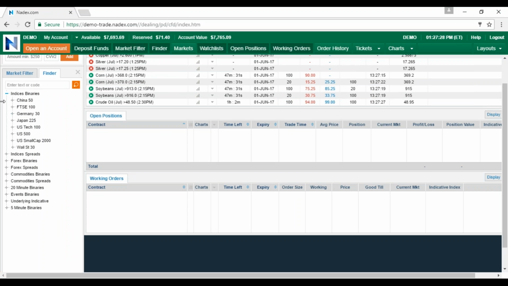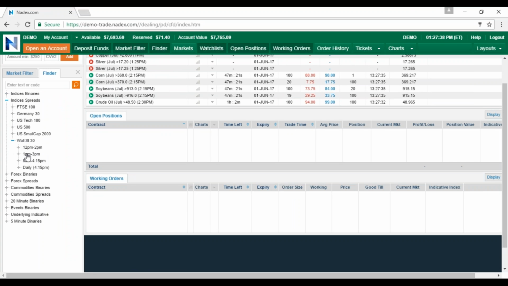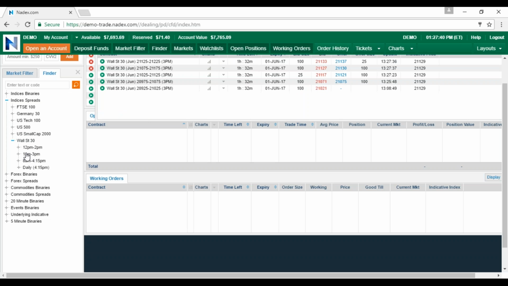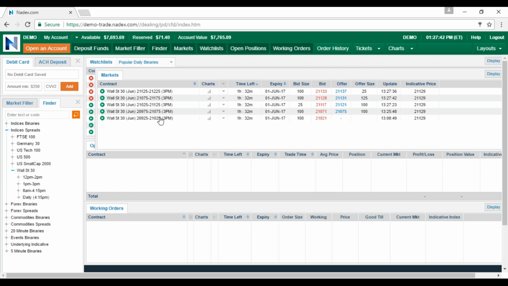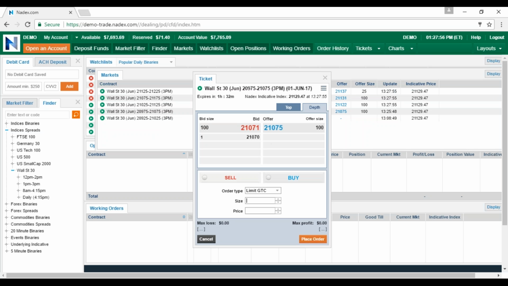All right, so if I'm looking at index spreads, let's just pull up the Dow, for example. And let's look at these spreads here. Let's just say that I am looking to sell this spread right here, just as an example. I want to sell one of them.